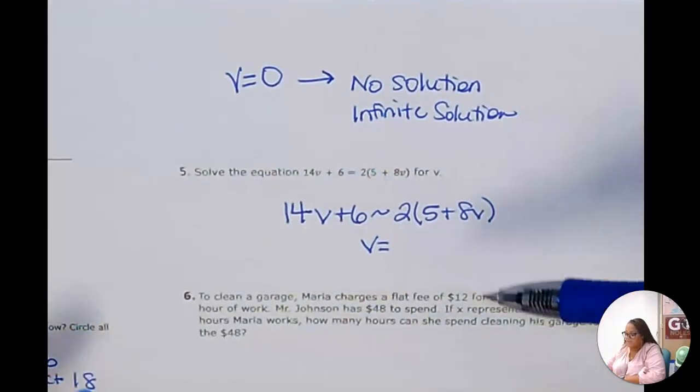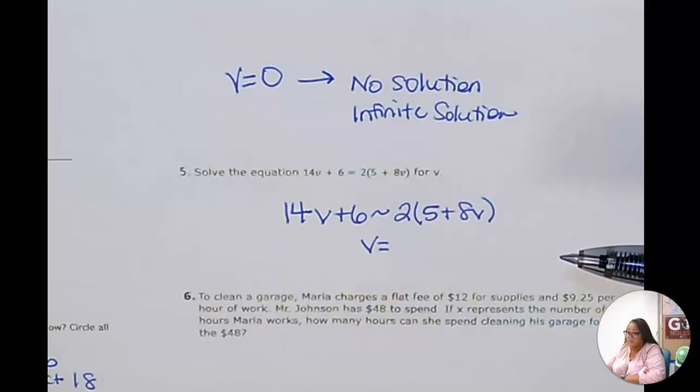So if they say v equals 0, you got to determine, does v really equal 0, or does it mean that there won't be anything that v can equal? Because Desmos is always going to spit out an answer. You just have to determine if it's correct.